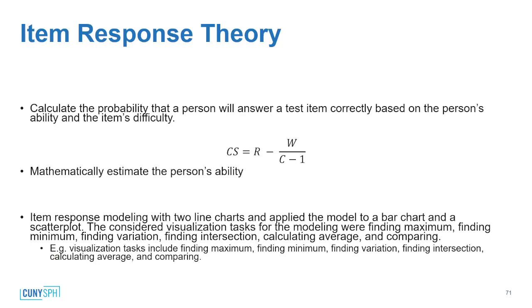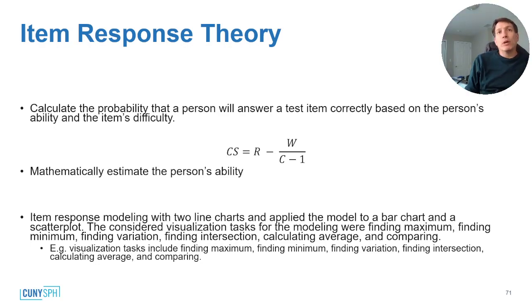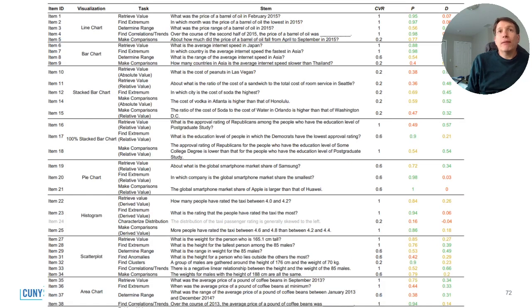For that they use item response theory, and it allows us to calculate the probability of a person answering a test item correctly based on the person's ability and the item's difficulty. This is the mathematical formula. Then we have the response versus the background and the difficulty of the challenge. Then they use this to apply to the different tasks, and then they calculate and provide this graph.